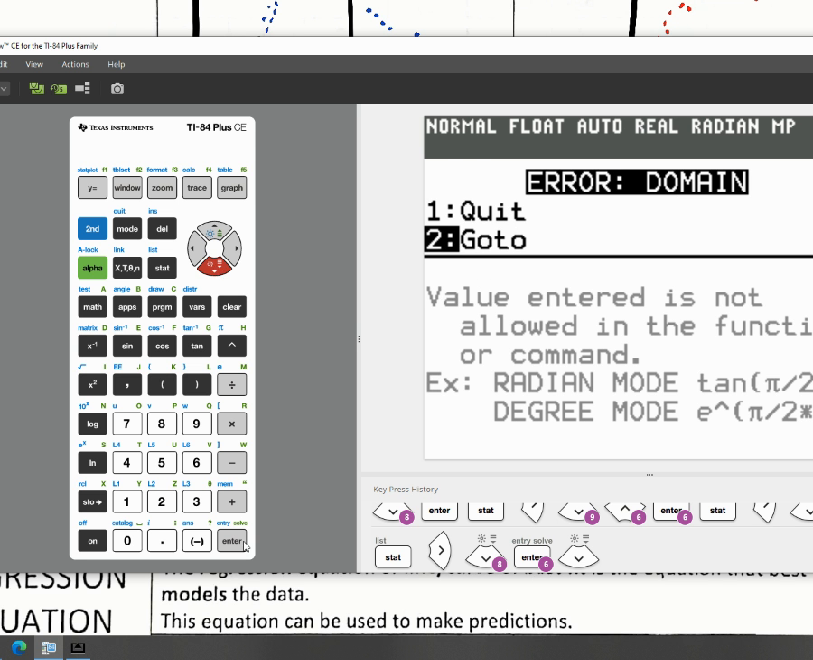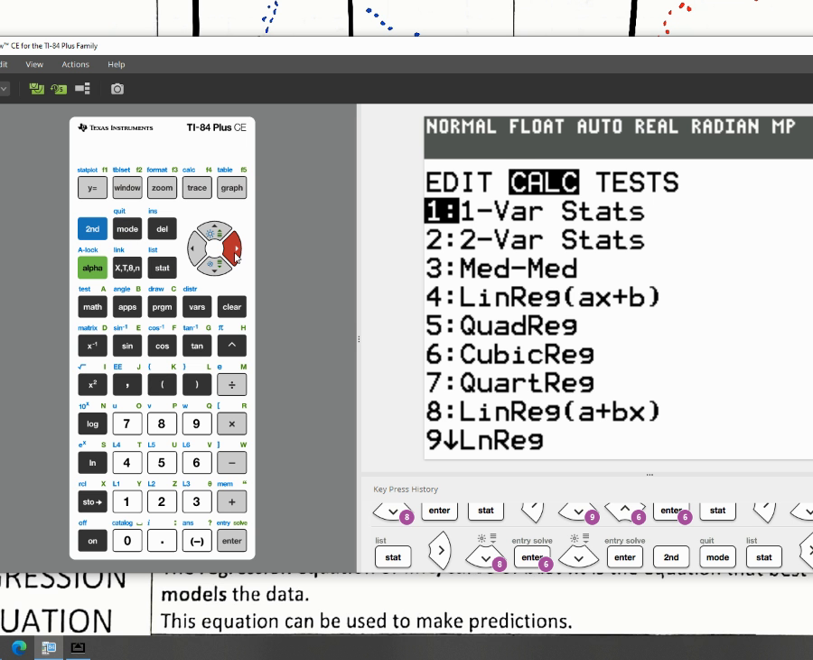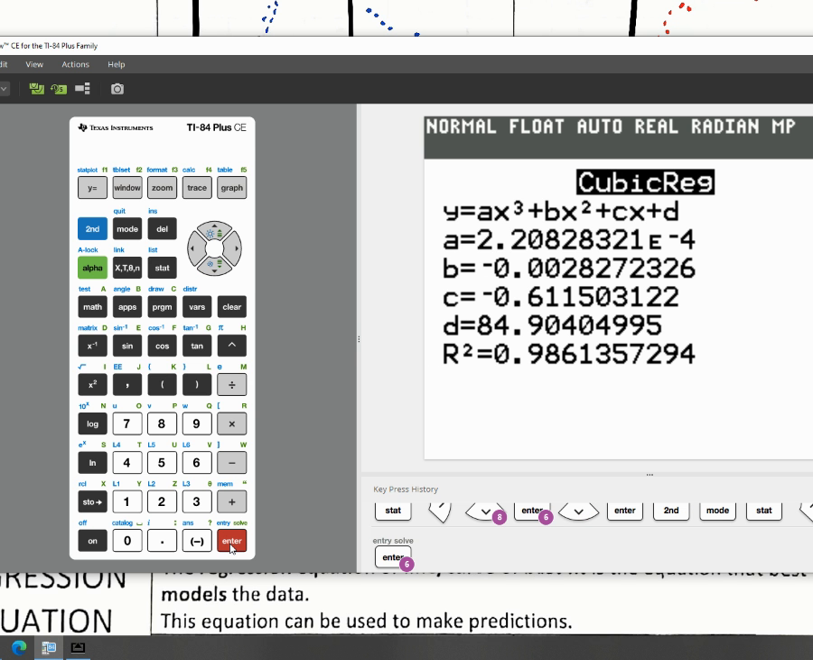You can't do that because of 0. We use a 0. Hang on. Let's run a cubic regression. R squared is 0.98, also very good.